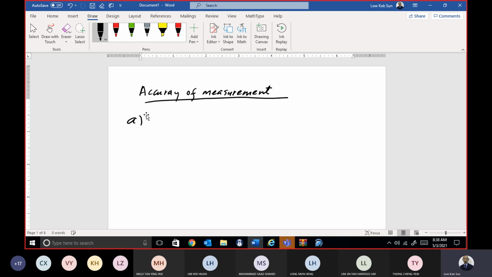Let me just recap what we have done. Let's say I just quote one number, for example, 7.5 meters, and I give the information that this has been corrected to 1 decimal place.